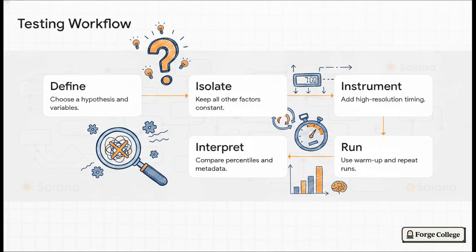Now, the absolute crucial point here is step 2, isolating variables. Listen, if you change your key pairs, your instructions, and your payload size all at the exact same time, your data is completely useless. You absolutely must keep everything identical except the one single variable you're testing. That is the only way to get clean, actionable data.